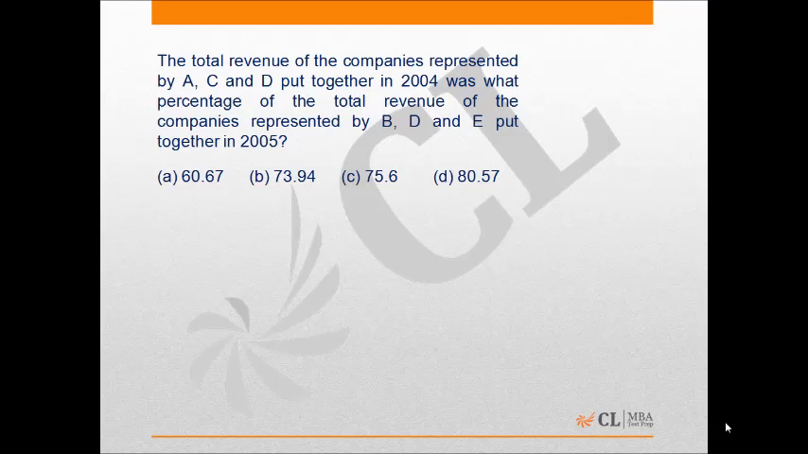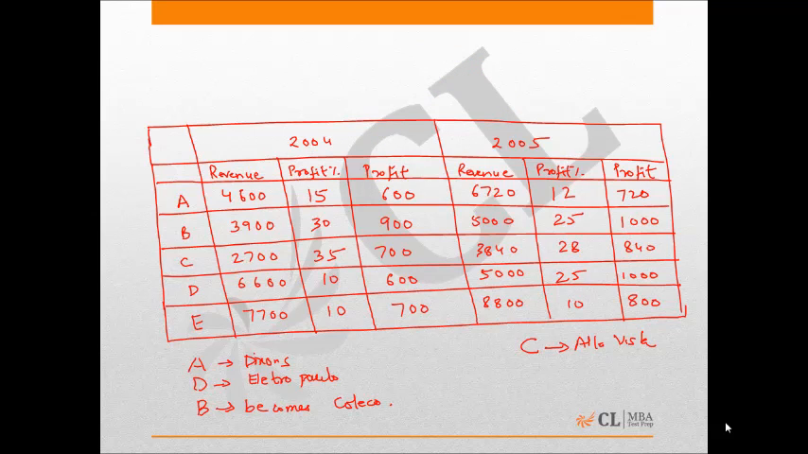Now let's come to another question on this data set. Now what they are asking you is the total revenue of the companies represented by A, C, D put together in 2004 was what percentage of the total revenue of the companies represented by B, D and E put together in 2005. So let's go back to the table. Now for A, if I look at the revenue in 2004, it would be 4600.